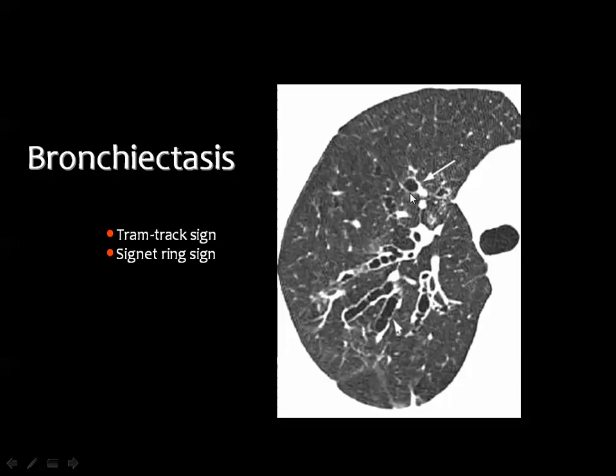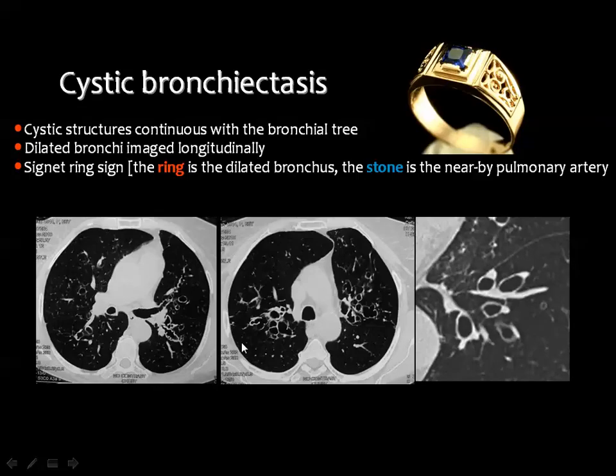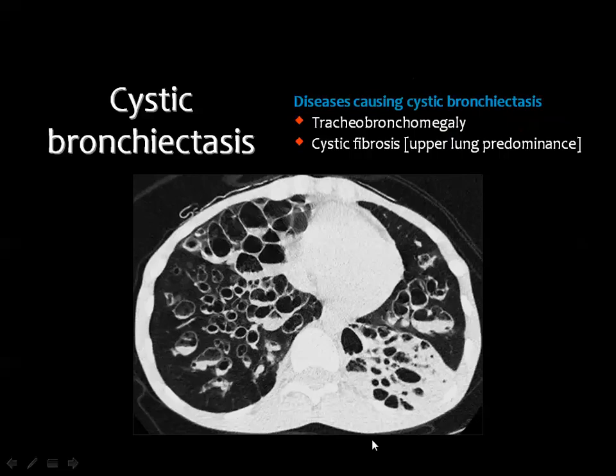The dilated bronchus is the ring, and the adjacent artery is the stone. And here you can see the classic appearance of the signet ring appearance. The bronchus is considerably dilated compared to the adjacent artery. And here also, you can see the classic signet ring appearance.